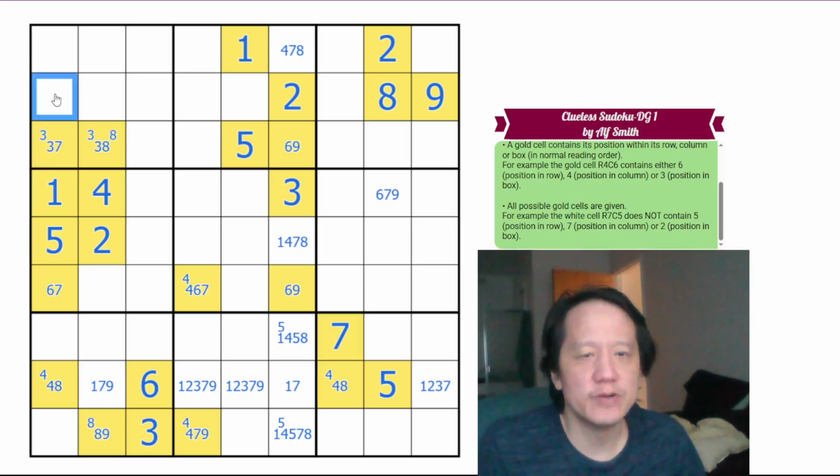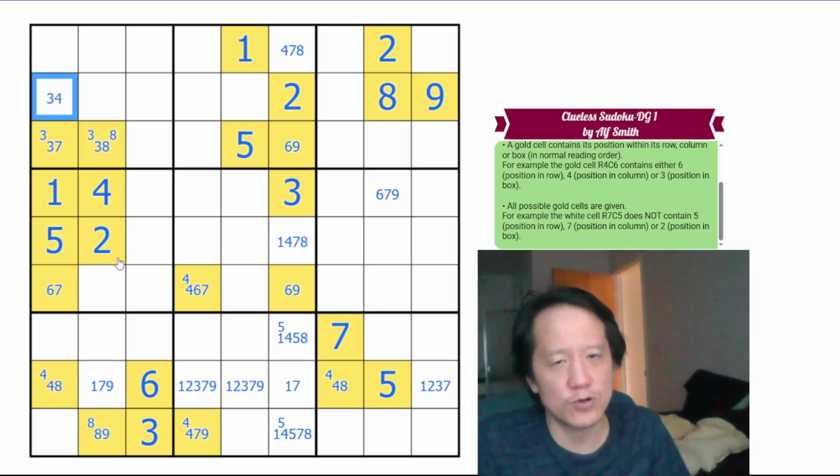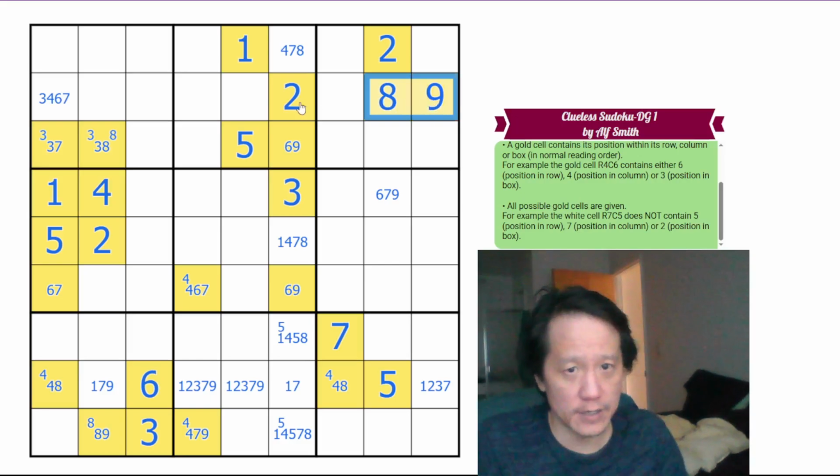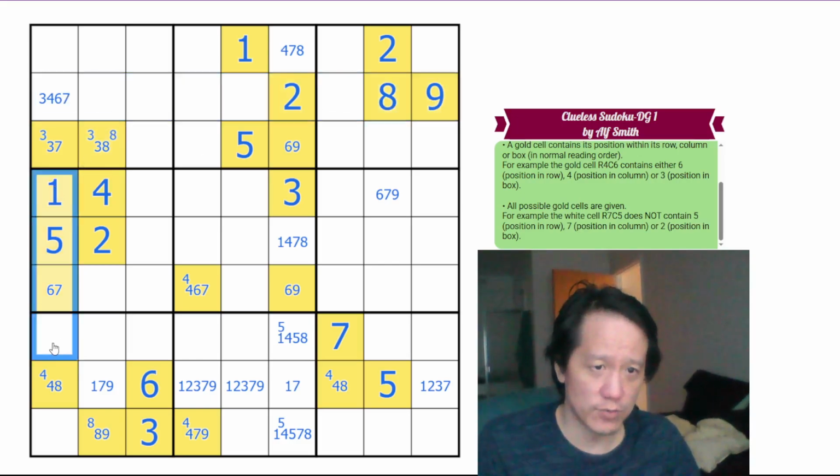This digit cannot be 1, 2, 5. So it could be 3, 4, 6, 7, and no 8 and 9 here, because of the digits in the row and the column.